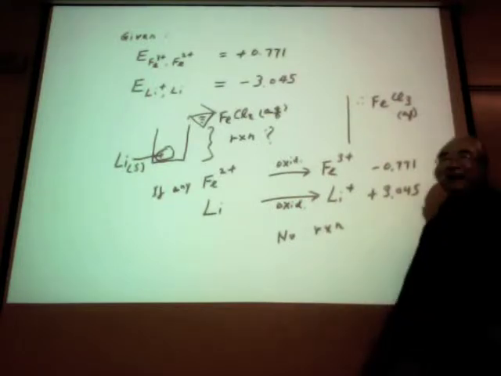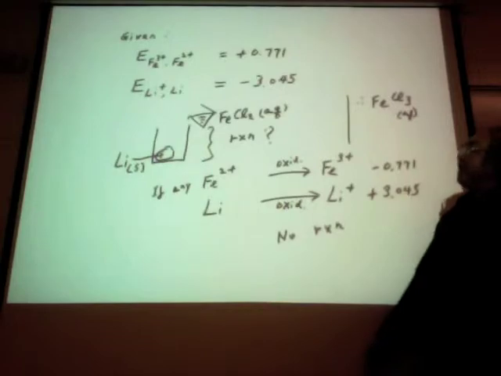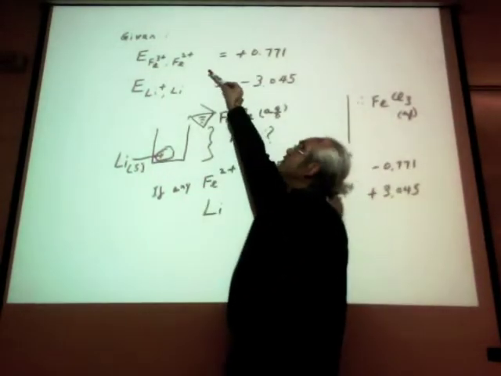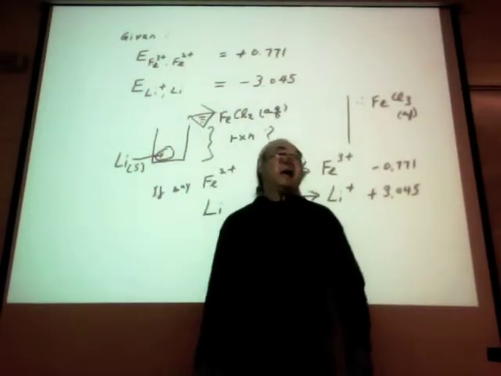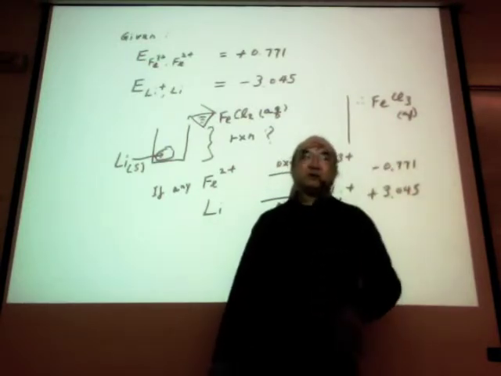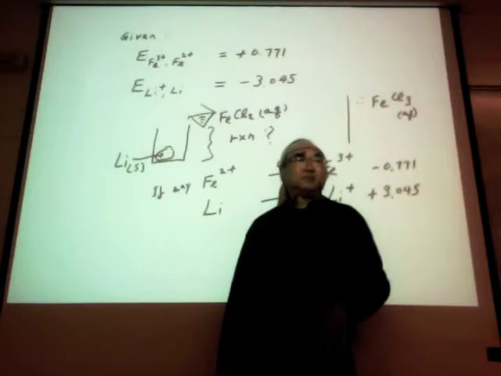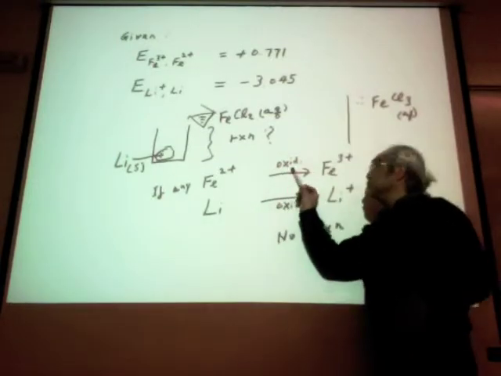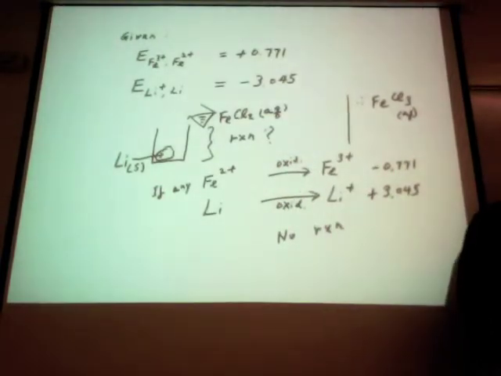That's correct. You are stuck with the information in hand. You don't have any more information. Okay, one more question. Why can't you go from 2 plus to 1? Why did you change the first one back to a reduction? Why can't we flip that?